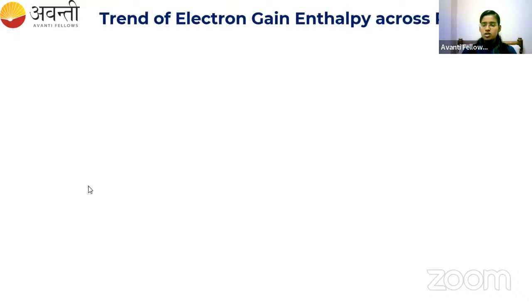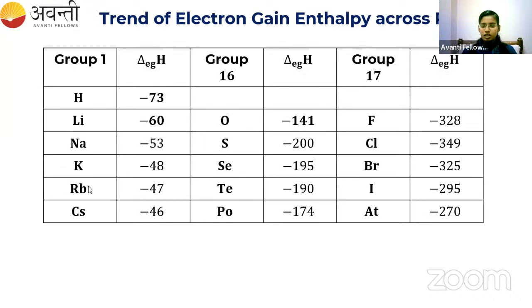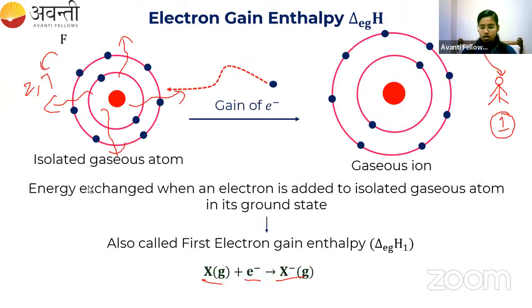Thank you. So now let's discuss the trend of electron gain enthalpy across the period. I'll take some periods. Group 1, group 16 and group 17 I have taken, and we are going to study the trend for these three groups across the period. Let me take the second period. Second period has lithium, oxygen and fluorine. So what do you observe here? One more thing I want to tell. Let me explain that and come back here.